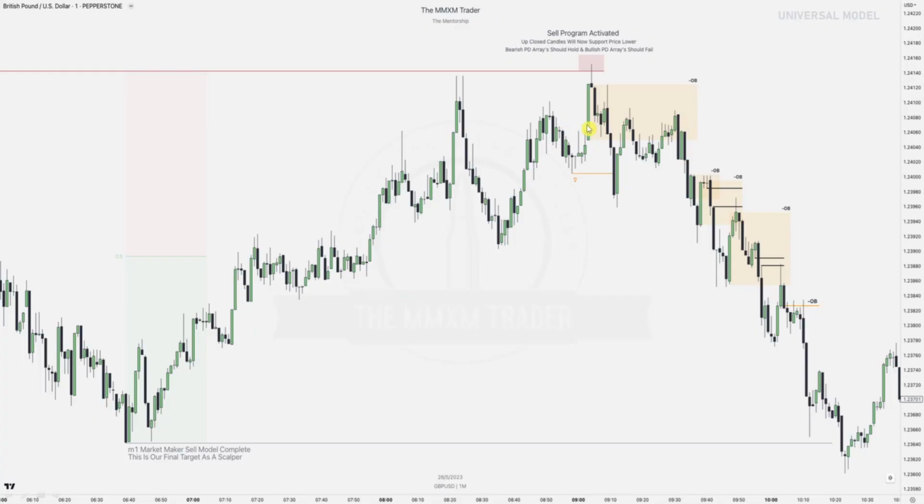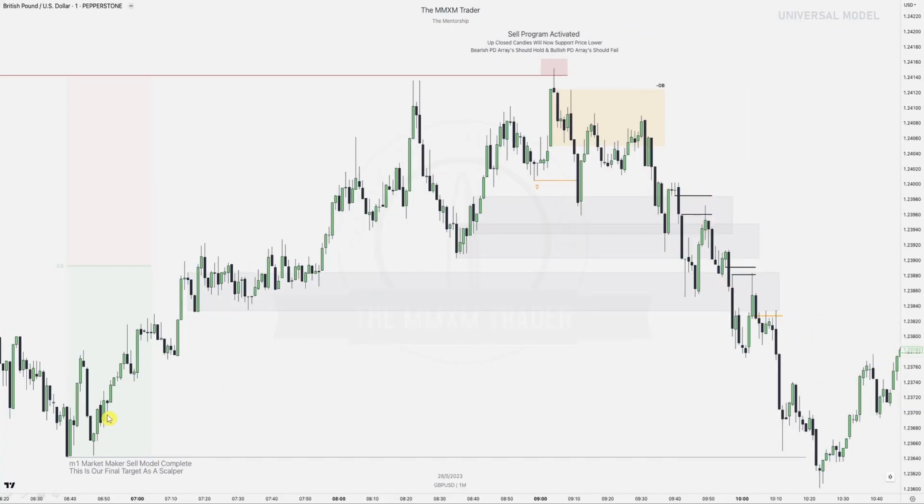Bullish candles over here are now a bearish order block. Another bearish order block here with a fair value gap. Another bearish order block. Another one. And lastly here we got that fair value gap again and it keeps declining lower and lower and lower. And you can see all up close candles are supporting price to go lower.